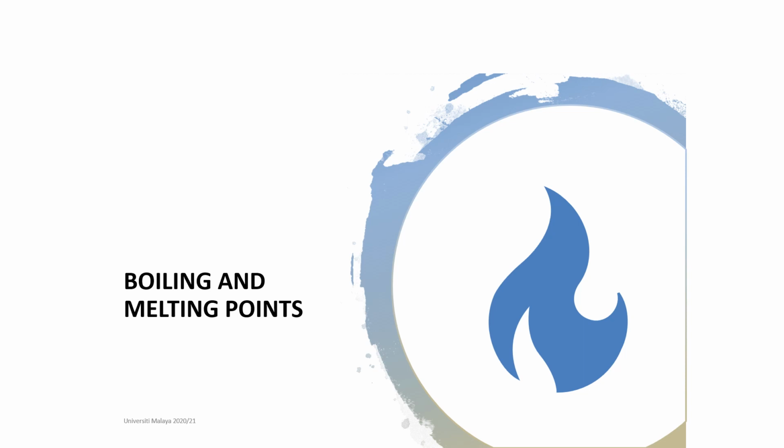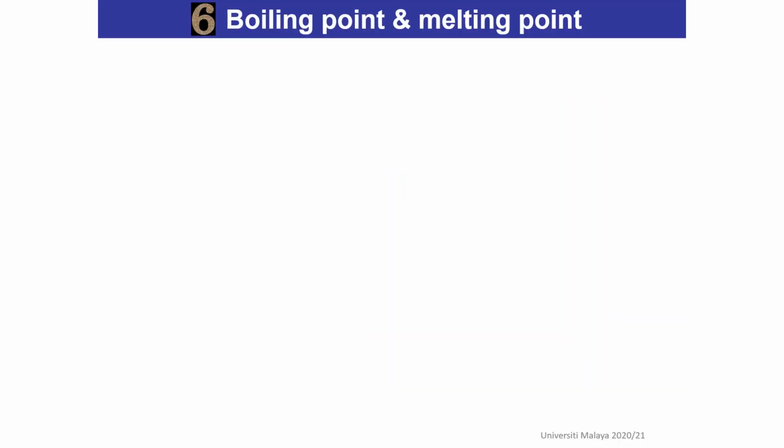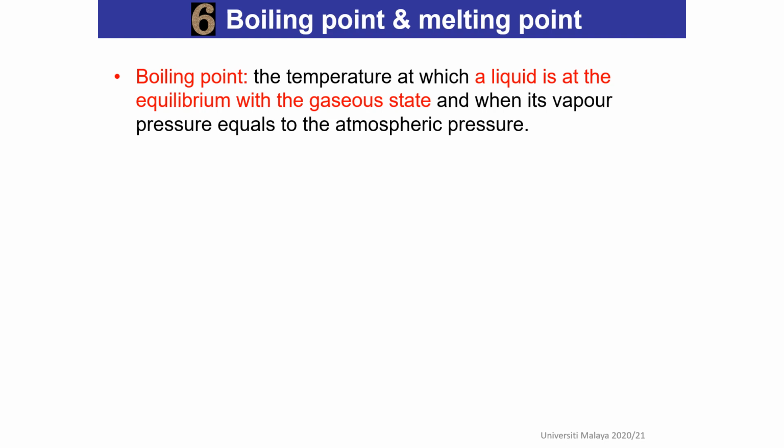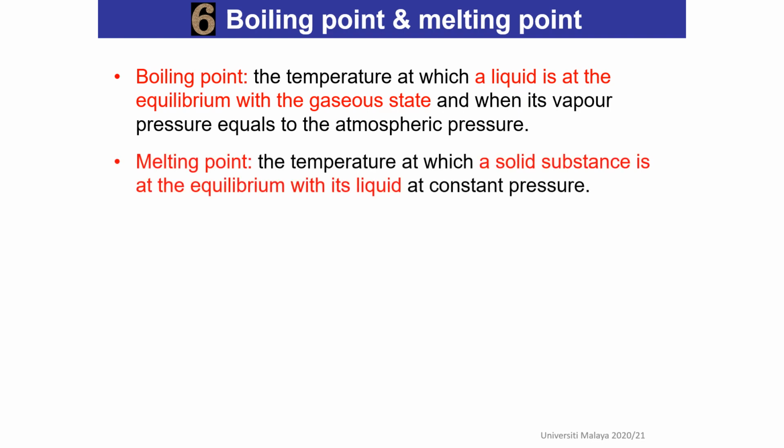Boiling and melting points. Boiling point is the temperature at which a liquid is at equilibrium with the gaseous state and when its vapor pressure equals the atmospheric pressure, whereas melting point is the temperature at which a solid substance is at equilibrium with its liquid at constant pressure.